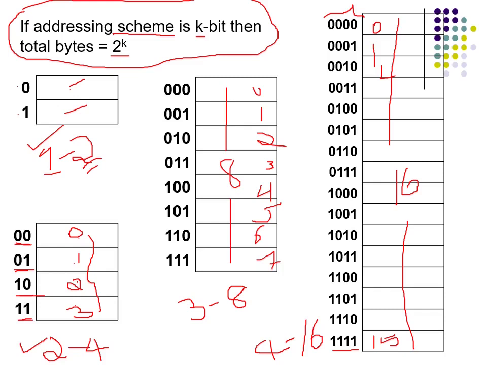Just verify. Here the addressing scheme has only 1 bit, so 2 power 1 is 2. Here look at here, the number of bits in the address is 2, so 2 power k is 4. So we could address 4 bytes uniquely starting from 0. Here the addressing bit is 3, so 2 to the power of 3 is 8.